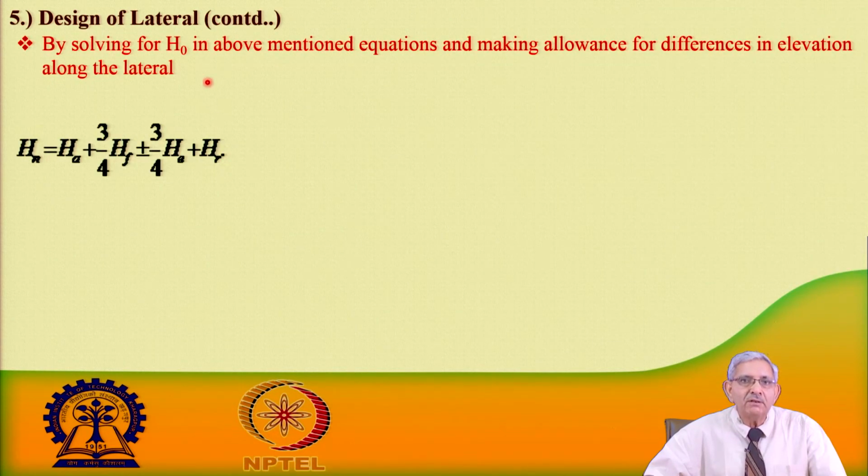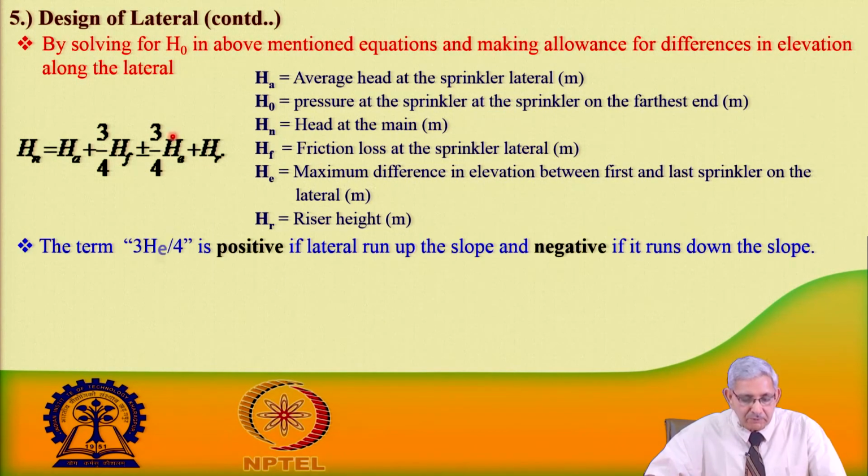So, by solving the equation, H naught is written in terms of H A, and then H n can be written like this. 3 by 4 H E. H E is positive when the lateral is running up the hill, and it is negative when it is down the slope. So, this would be 3 by 4 H E.